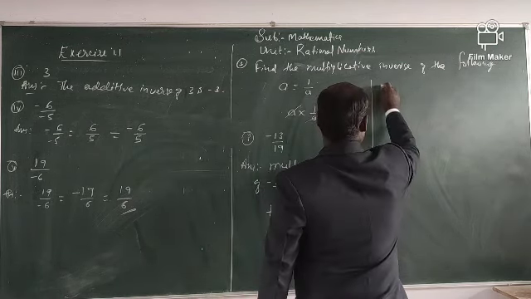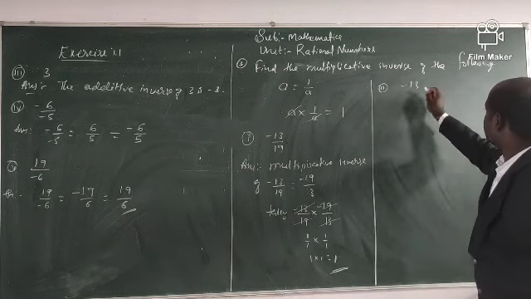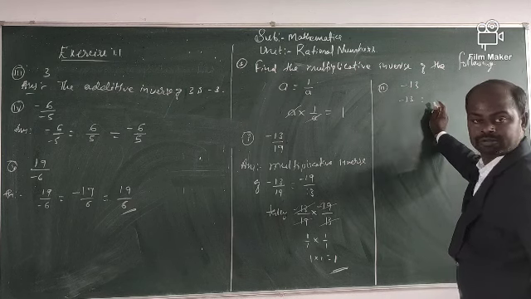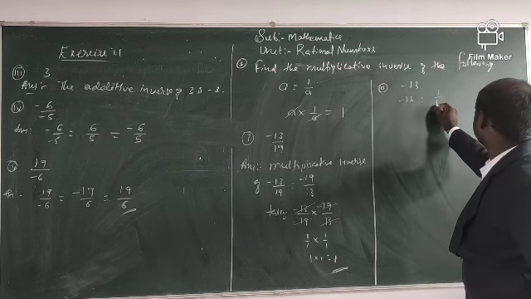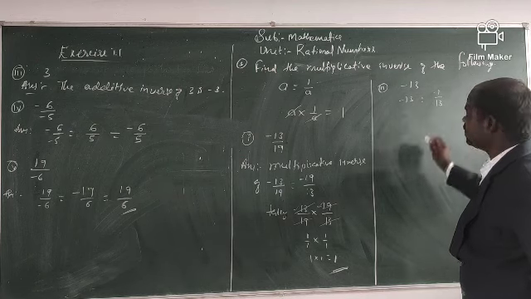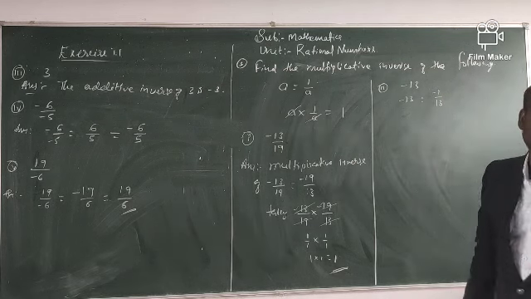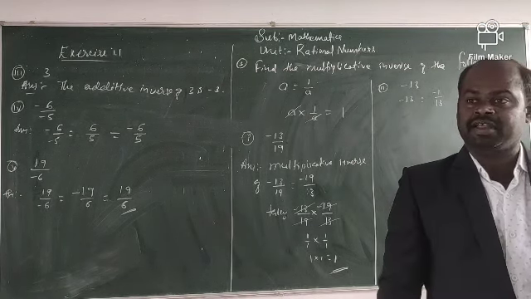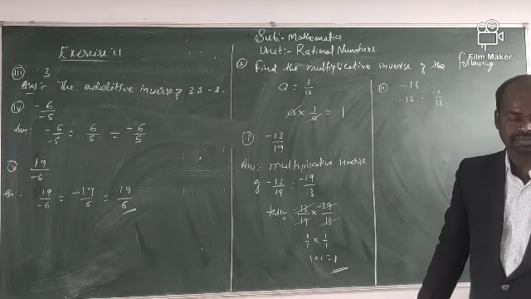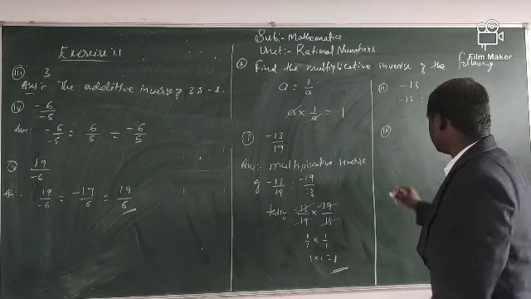Next, what is the multiplicative inverse of minus 13? The multiplicative inverse of minus 13 is 1 by minus 13, or minus 1 by 13. Understand? Take the number as it is, reverse the order, and the sign should be the same. Here there is no change in the signs. Understand children?